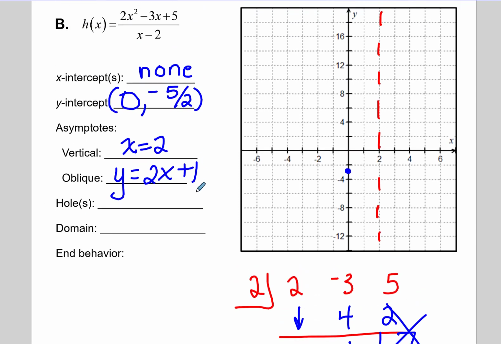So going to our graph here, 2x plus 1 is going to be right there. So we want to go up 2 and right 1, up 2 and right 1, up 2 and right 1, down 2 and right 1, down 2. So we've got an oblique asymptote going across here.